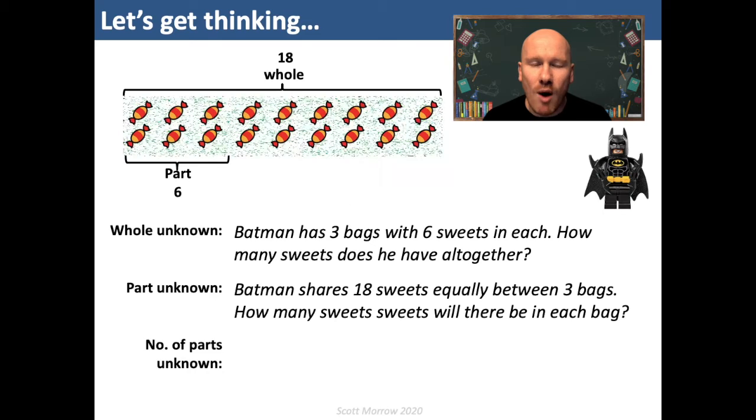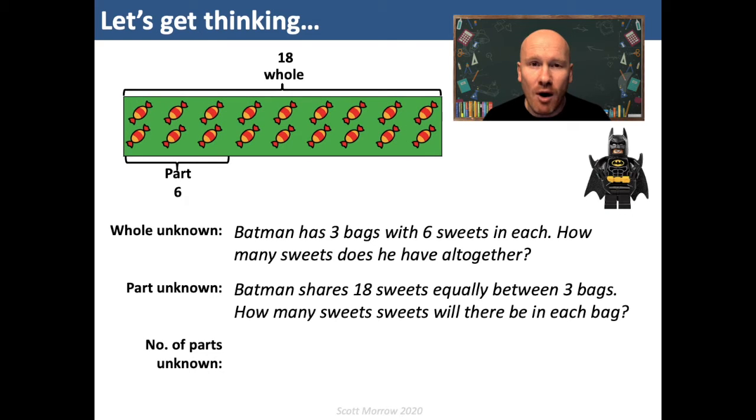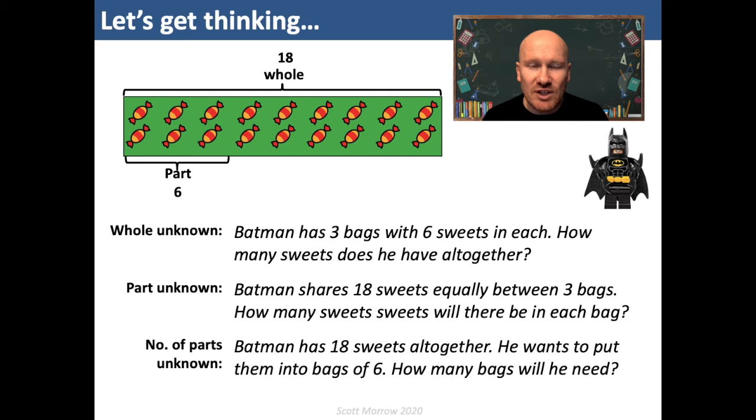And lastly, what about a question where we don't know the number of parts? We know there are 6 sweets in each part, and we know there are 18 sweets altogether. Batman has 18 sweets altogether. He wants to put them into bags of 6. How many bags will he need? In that case, we're giving the information we know: the whole amount of 18, and the value of each part, which is 6. What we're asking is, how many parts are there? In this case, how many bags will he need?